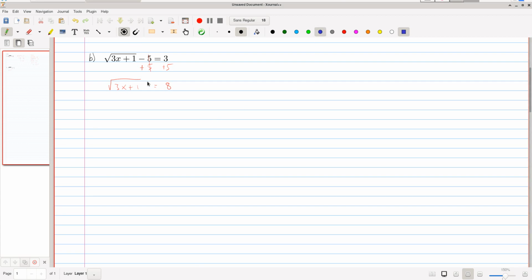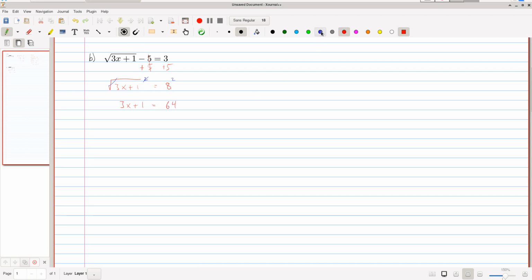To get rid of the radical, we'll square both sides. So on the left, the square and the square root cancel to leave us with 3x plus 1. On the right, we square the 8. 8 times 8 is 64.